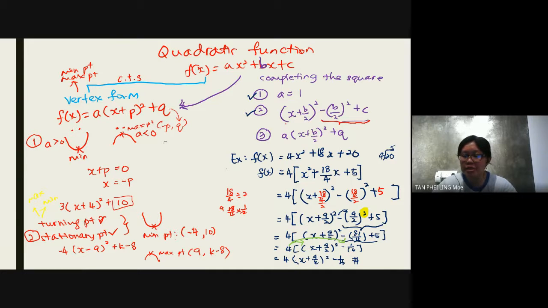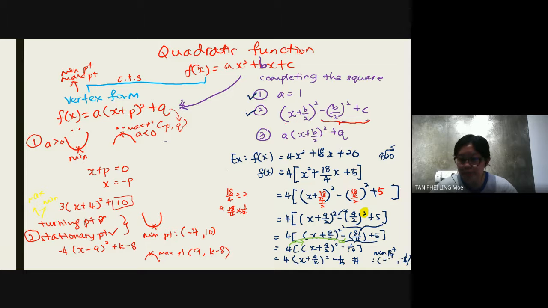So can you tell me what's the maximum or minimum point here? Because my a is positive, I know that this should be a minimum point. So I can tell that my minimum point has x coordinate negative 9 over 2, and then my y is negative 1 over 4. That's it. Is it very ugly here? 9 over 2. Let me rewrite it again.